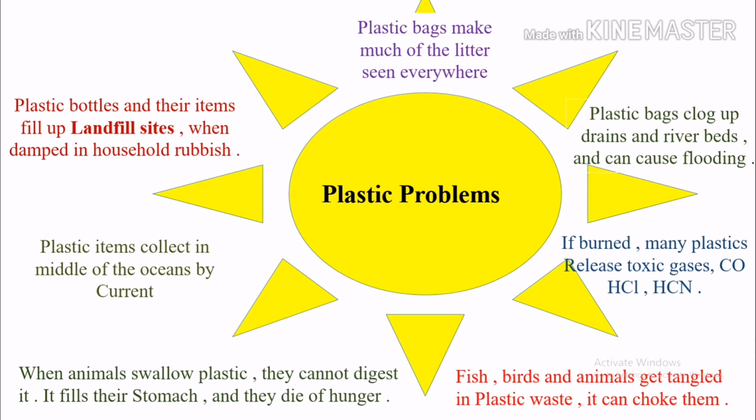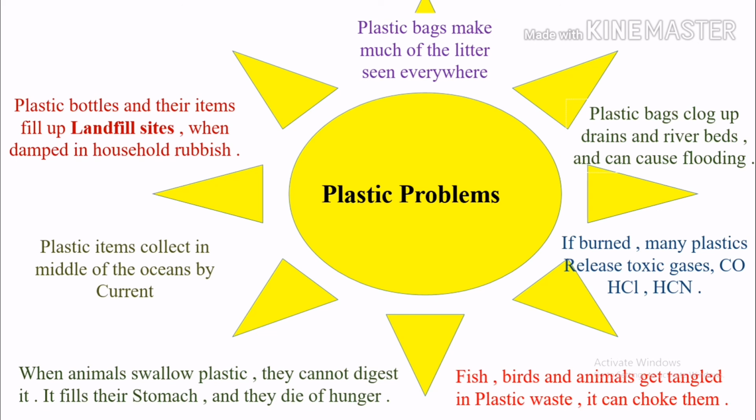So we can collect all the plastic problems in our figure. Plastic bags are litter seen everywhere. Plastic bags clog up drains and river beds and can cause flooding. If we burn plastic compounds, take care, we will have a lot of toxic gases like carbon monoxide, which is very toxic and one of the killer gases. Hydrogen chloride and hydrogen cyanide are also toxic gases.